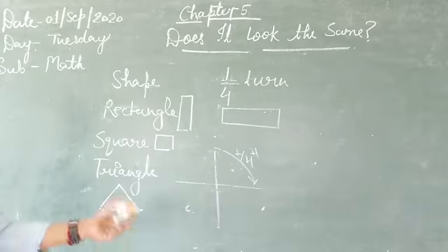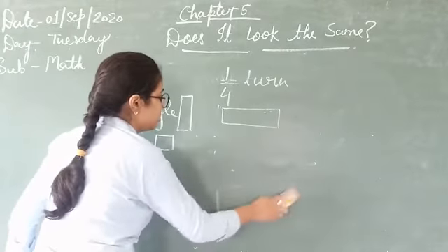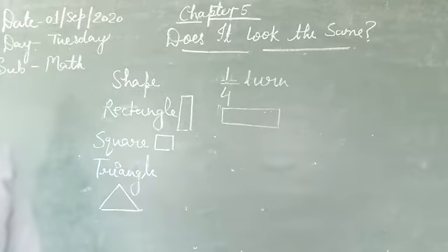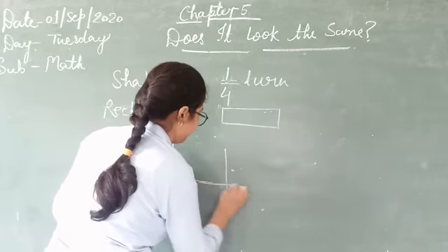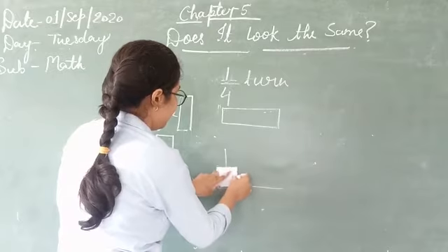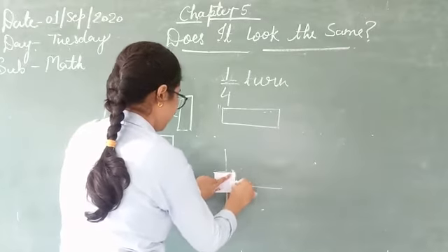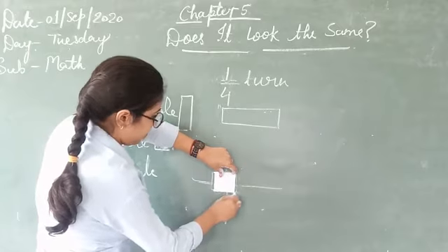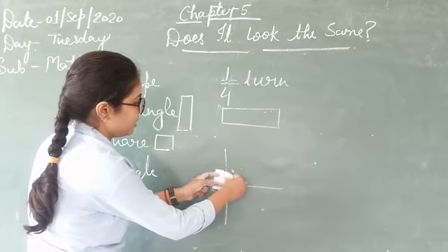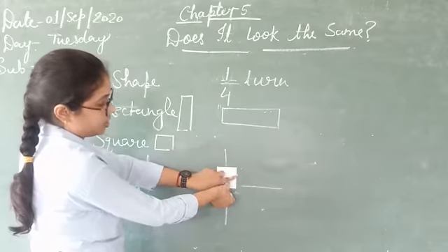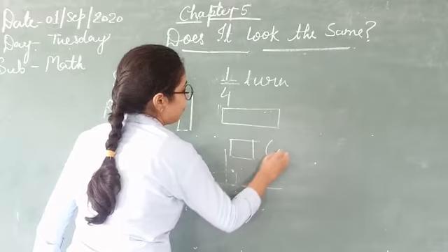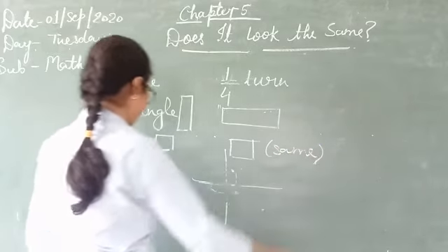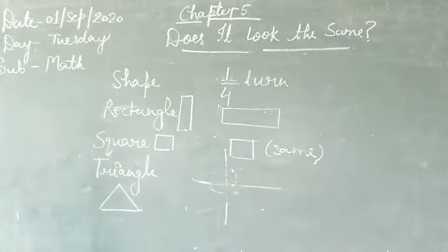Now the square will look the same at a 1 by 4th turn. You can see it also. Here is the square. When you rotate it by a 1 by 4th turn, that means this, again it is coming the same. So the square will be the same after a 1 by 4th turn. Now what happened with the triangle?